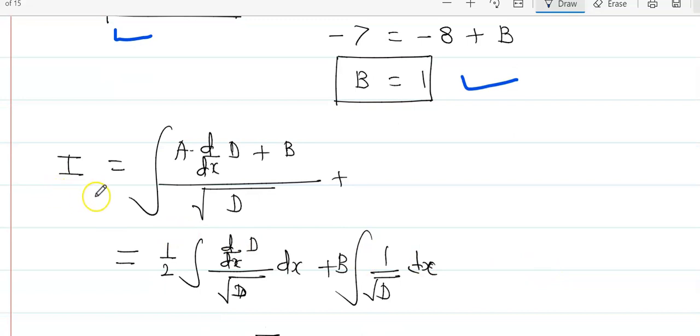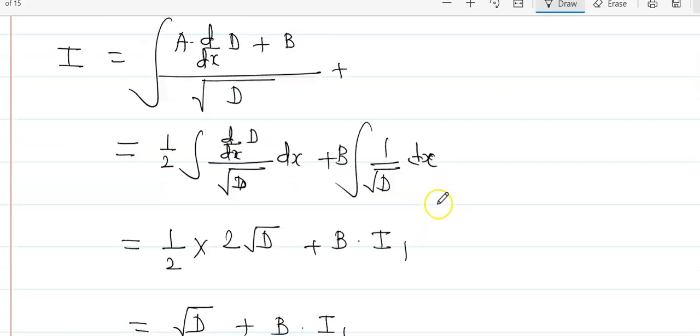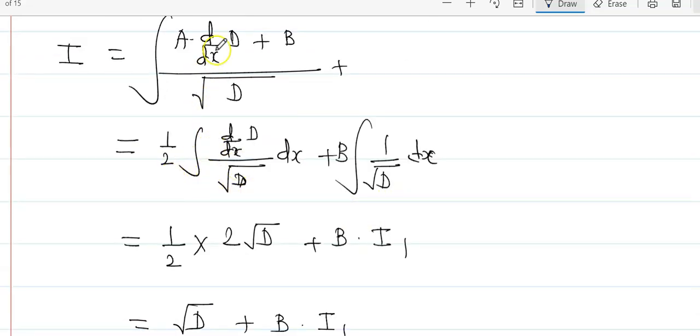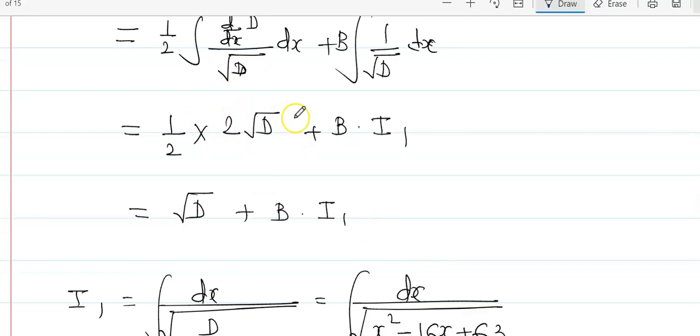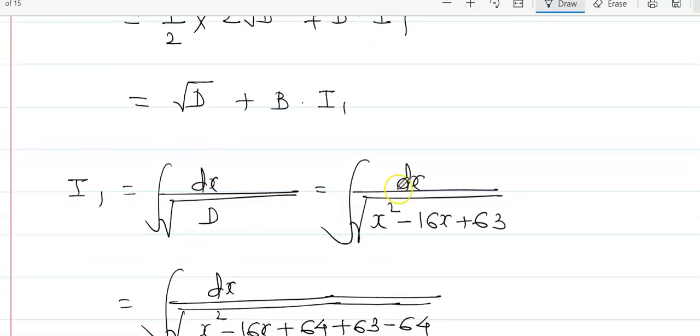Now express this integral. I is equal to the integral of a into the derivative of the denominator plus b. Then separate this, the first integral, and this is the second integral. Substitute the value of a, 1 upon 2 integral of the derivative of the denominator upon root of d dx plus b integral of 1 upon root of d dx, and this is I1. Now its integral is 2 times root of d. These 2 get cancelled. This is root of d plus b I1. Now I1 is equal to the integral of dx upon root of d, x square minus 16x plus 63.